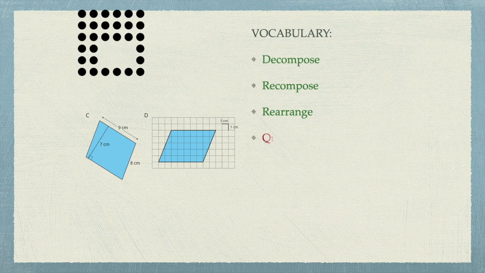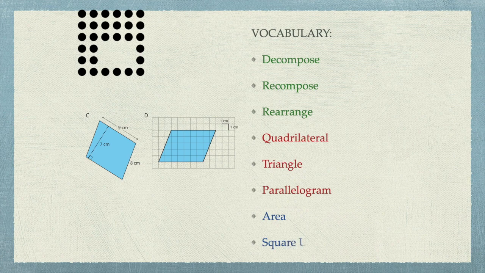So if you're talking about a quadrilateral or a triangle, use those words. But for a specific kind of quadrilateral, I want you to say its specific name, like parallelogram. And remember, when we're counting the inside of a shape, we're counting the area. And when we count area, we count that in square units. And that's kind of it.